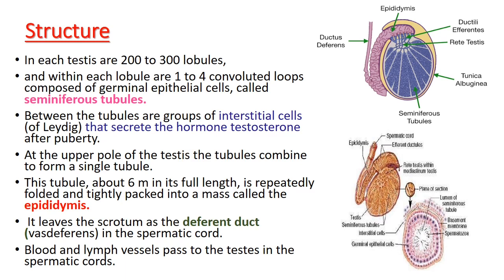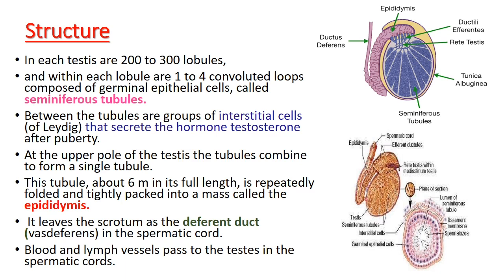We will see the structure of the testes. Each testis has 200 to 300 lobules, and within each lobule there are 1 to 4 convoluted loops composed of germinal epithelial cells, that is called the seminiferous tubules. You can see in the figure it is in blue color, that is the seminiferous tubules.